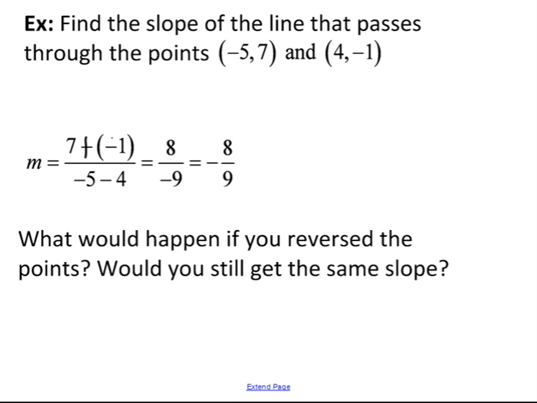If you're subtracting a negative, it's the same thing as adding a positive. 7 plus 1 is 8. And on the bottom, -5 subtract 4 gives me -9. Now, with a negative and a fraction, you can put the negative on the bottom, on the top, or out front. It's all the same thing. It doesn't matter. You do not, however, get to use the negative twice. 8 over -9 is not the same thing as -8 over -9. So be careful with that.